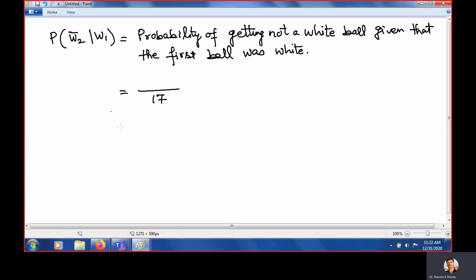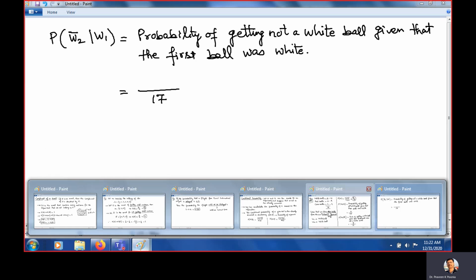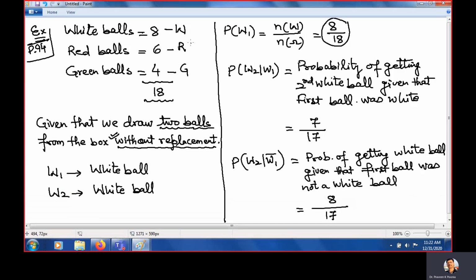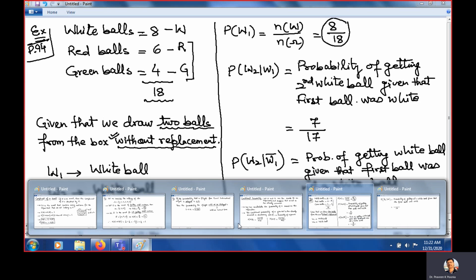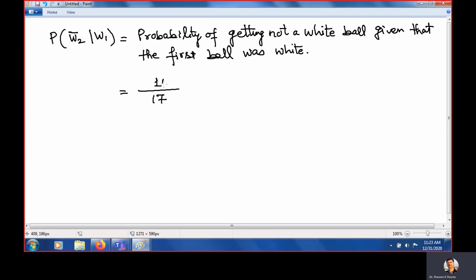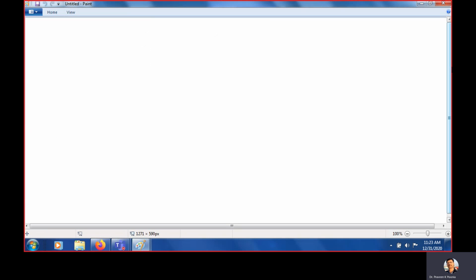But we are calculating W2 bar, the probability of getting not a white ball, and not a white ball means either it will be a red ball or a green ball. 6 plus 4 is 10. So the answer is 10 upon 17. Clear? I will bring more questions on conditional probability in the last lecture when we solve the exercise problems. Here only one question is given in your book. So that's all.